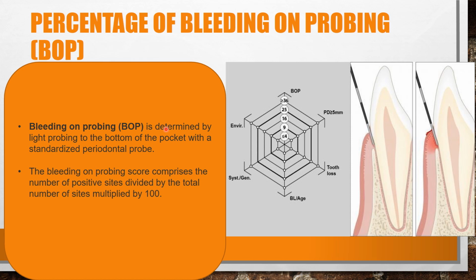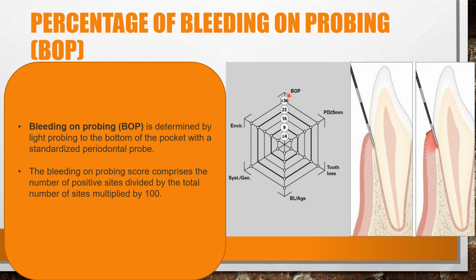So here you can see that it is given in squares: 4, 9, 16, 25 and 36. Up to 9, it is the low risk category; above 9 and up to 25, it is the moderate risk category; and if it is above 25, it is the high risk category.